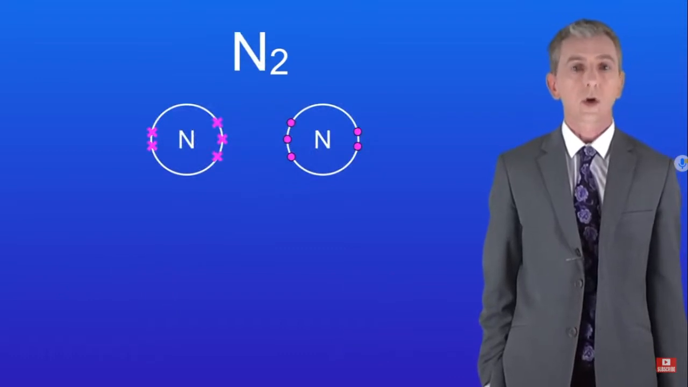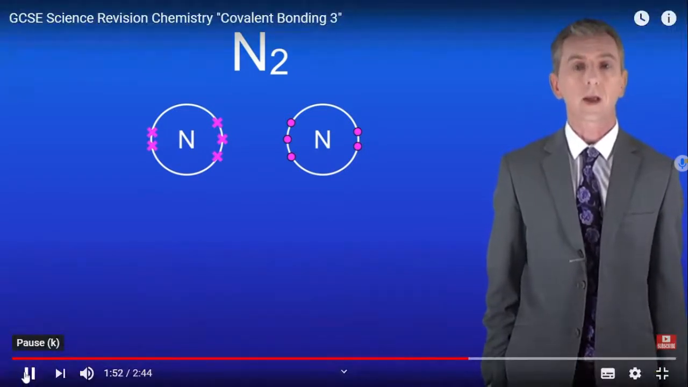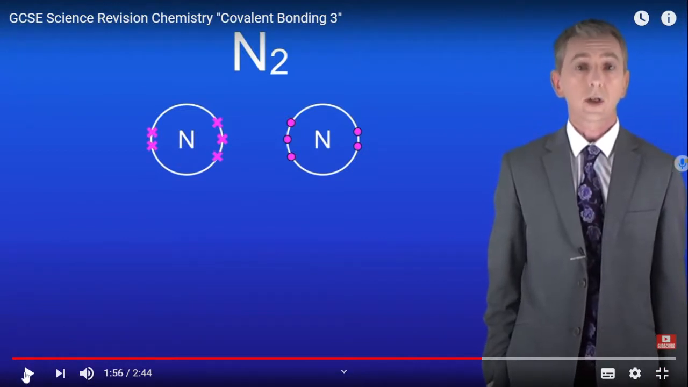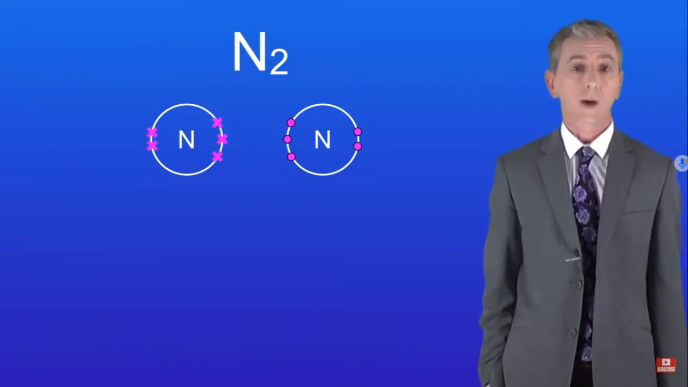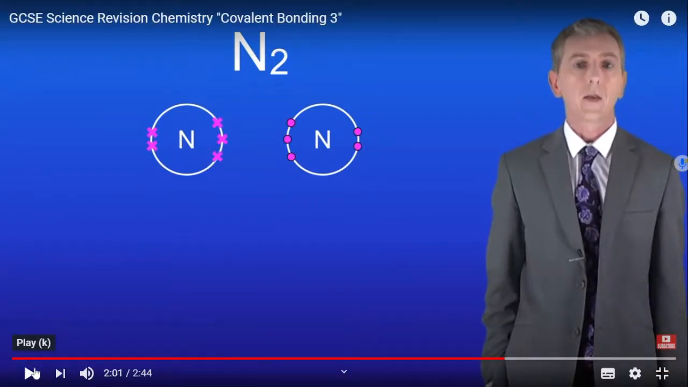Okay, here's the final small covalent molecule. This is the nitrogen molecule N2. As you can see, nitrogen atoms have got 5 electrons in their outer energy level. I'd like you to pause the video for one final time and try to draw the covalent bonding in a nitrogen molecule. So as you can see, each nitrogen atom requires 3 more electrons to achieve a full outer energy level.